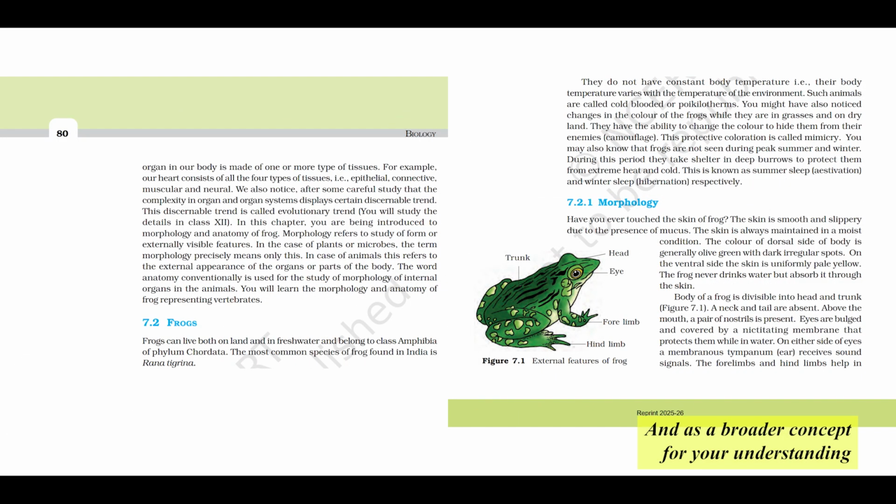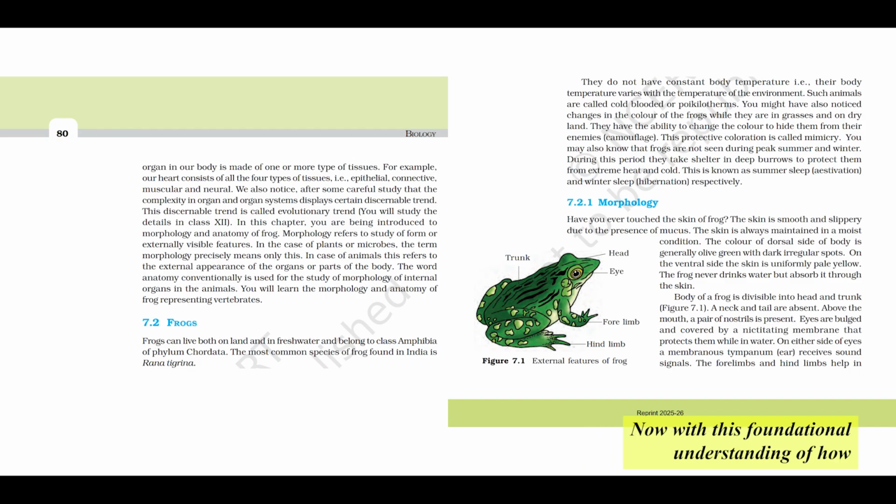And as a broader concept for your understanding in biology, we observe a clear evolutionary trend. This increasing complexity of organ systems has emerged over millions of years, leading to the diverse animal life we see today. You'll delve deeper into this evolutionary aspect in Class 12.